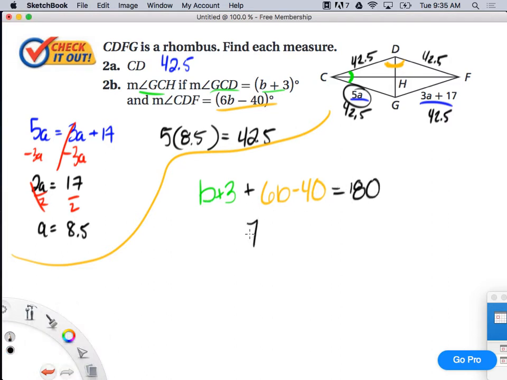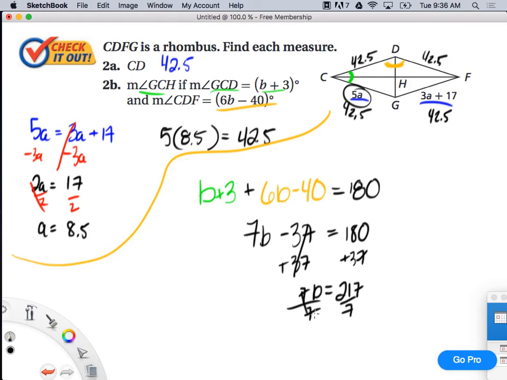B plus 6B is 7B. Negative 40 plus 3 is negative 37 equals 180. Add 37 to both sides. 7B equals 217. Divide by 7. I get B equals 31. Okay? B is equal to 31. Am I done yet? No, it's saying find GCH.